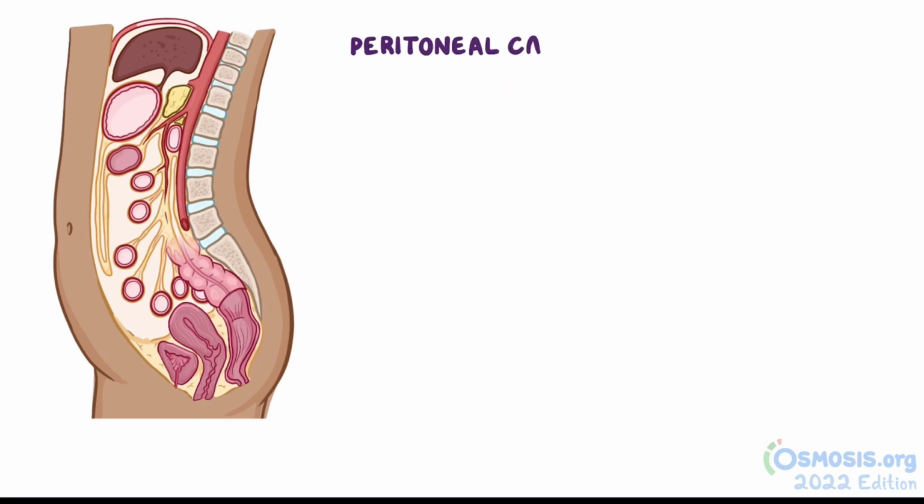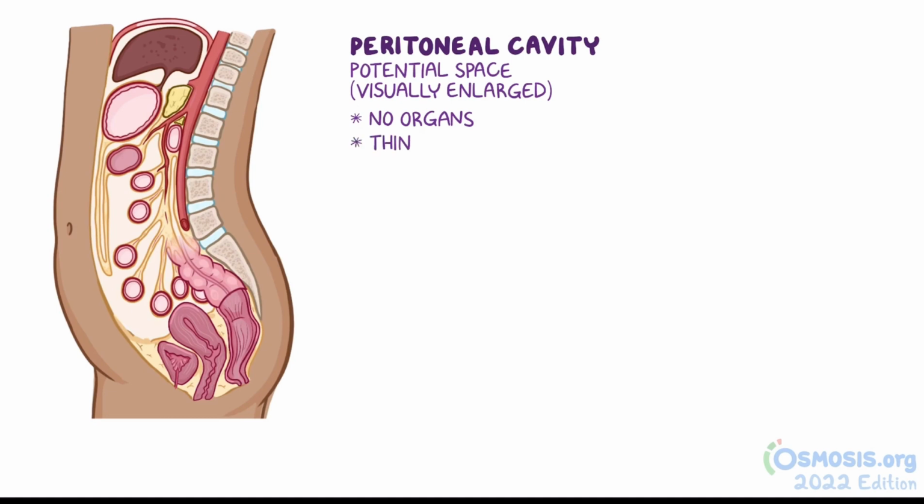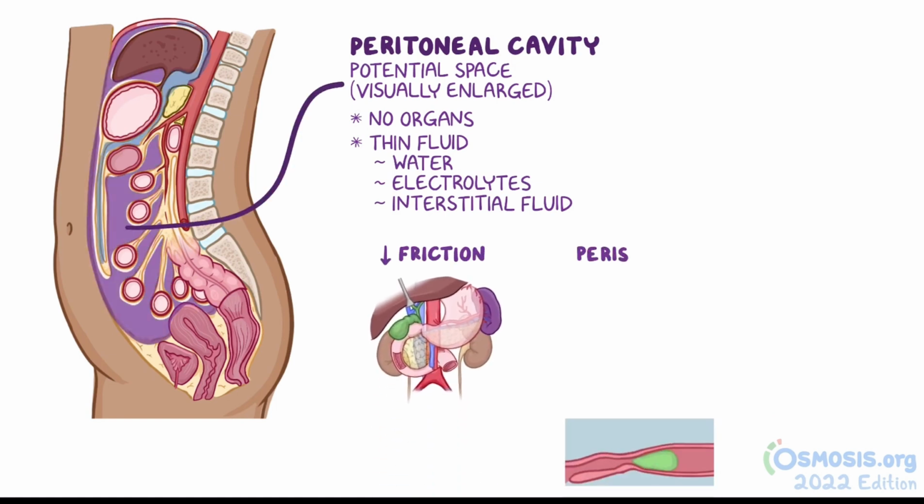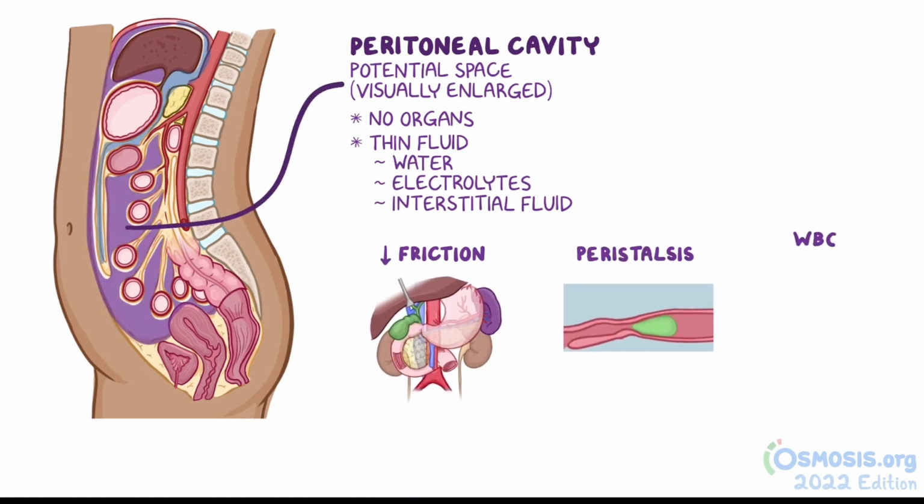The peritoneal cavity is a potential space between the parietal and visceral layers of the peritoneum. Keep in mind that the peritoneal cavity has no abdominal organs. It only contains a thin film of fluid that contains water, electrolytes, and other substances derived from the interstitial fluid. The peritoneal fluid helps viscera move without friction, allowing for peristalsis, and it also has white blood cells and antibodies to resist infection.